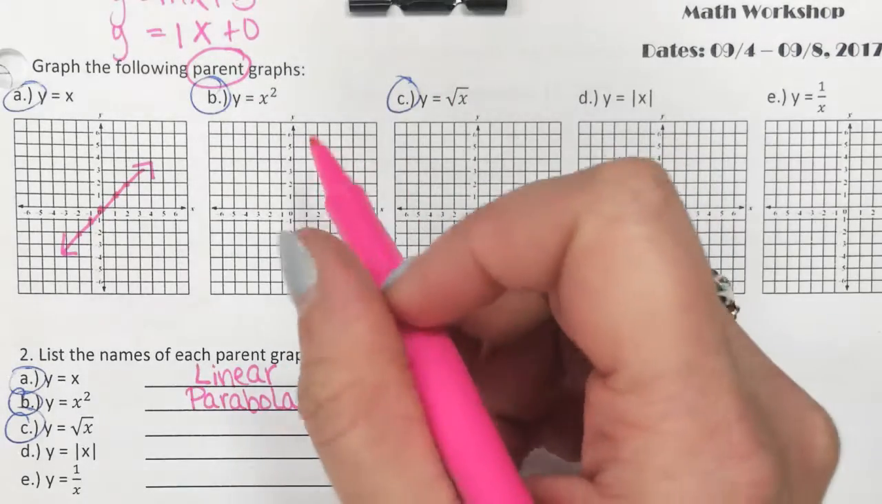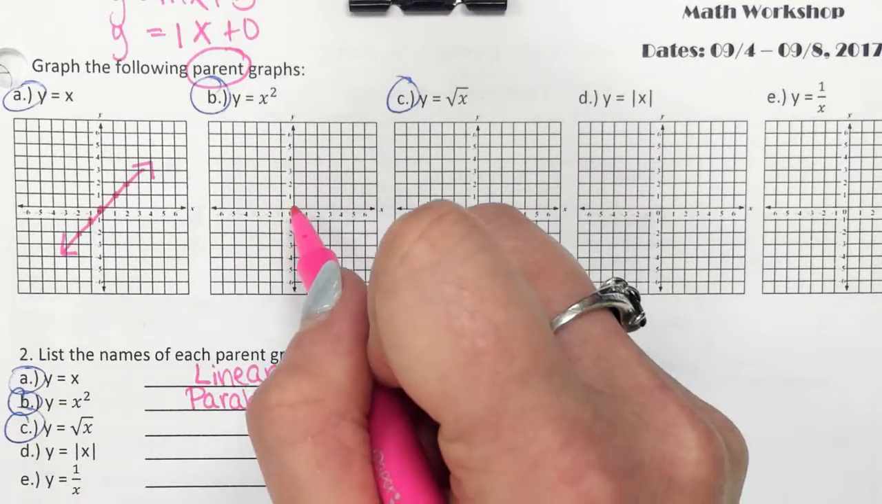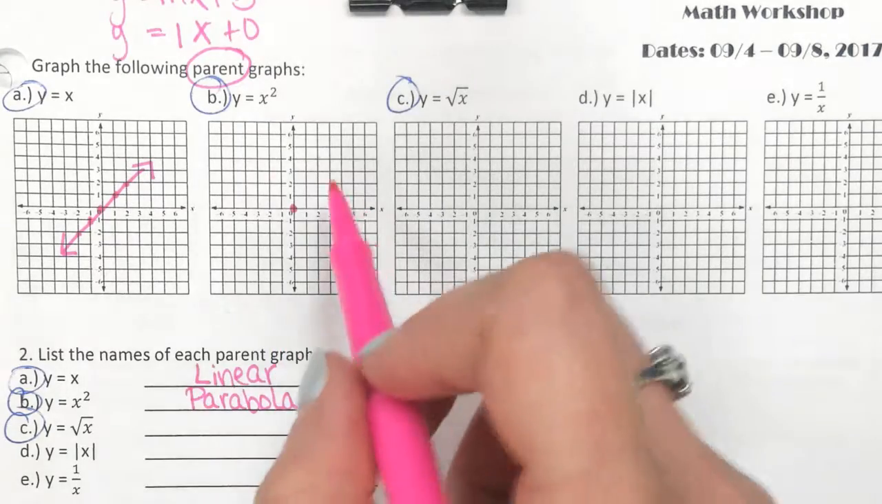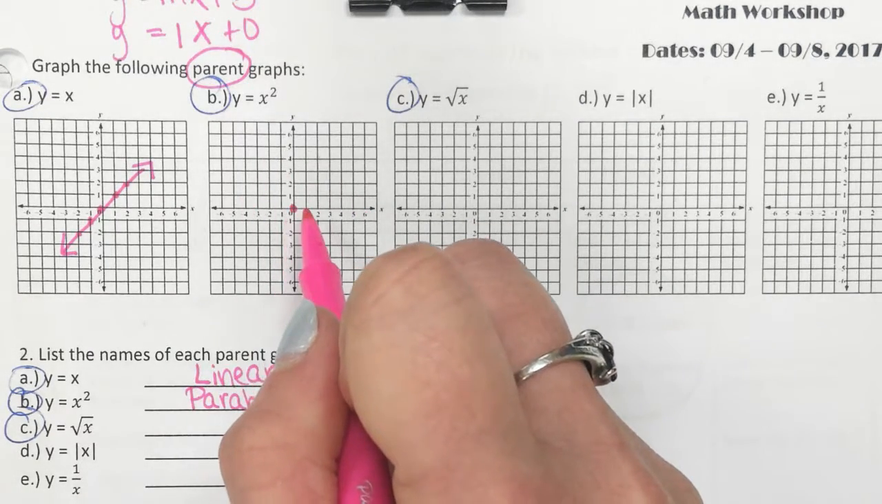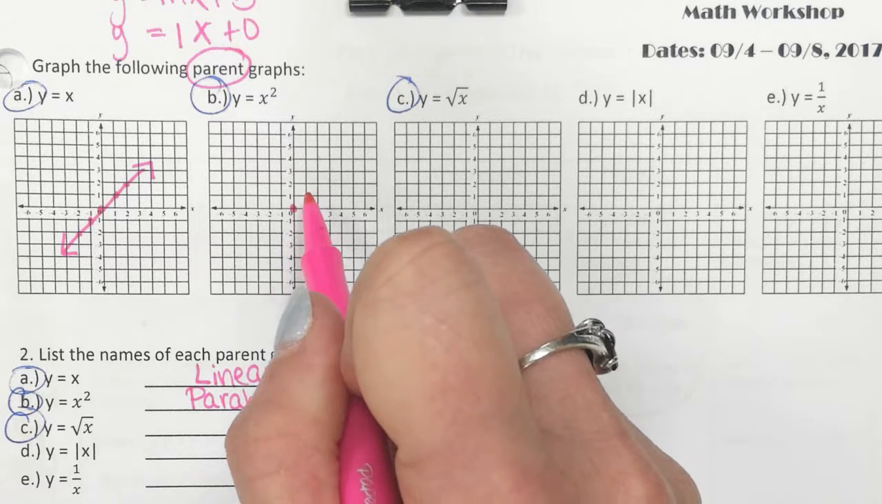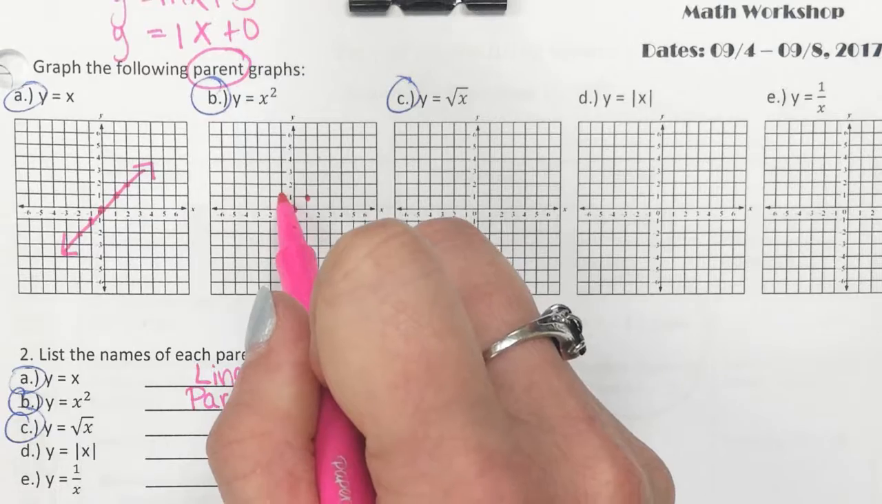It wouldn't be accurate otherwise. Where do parent graphs always start? Origin. Always start at the origin, right? All right, very first number is 1. Here we go. So we're going to go right 1. And what is 1 squared? So we're going to go up 1. And you do that on both sides. We're going to go left 1 and up 1.